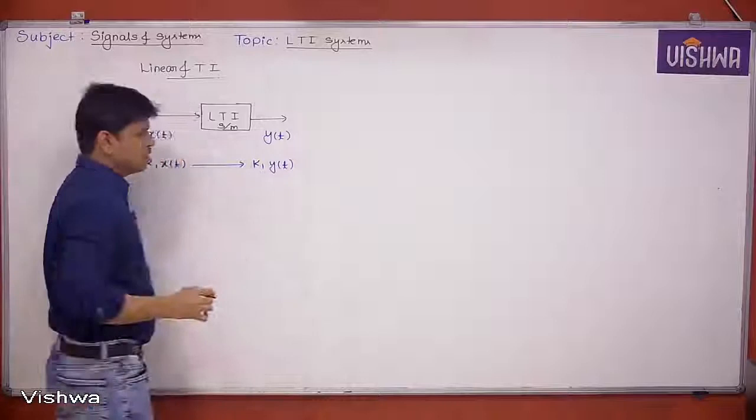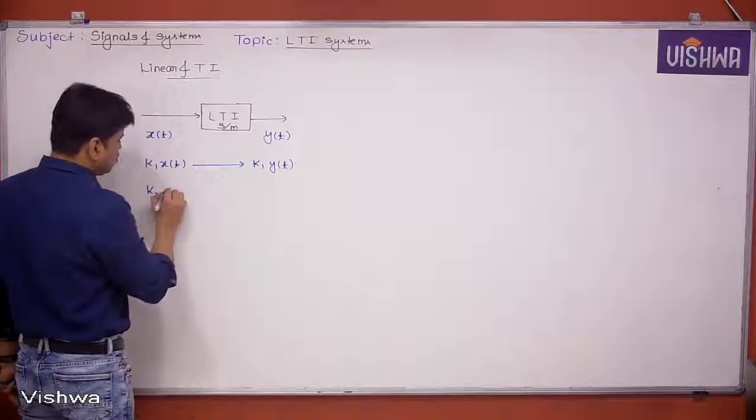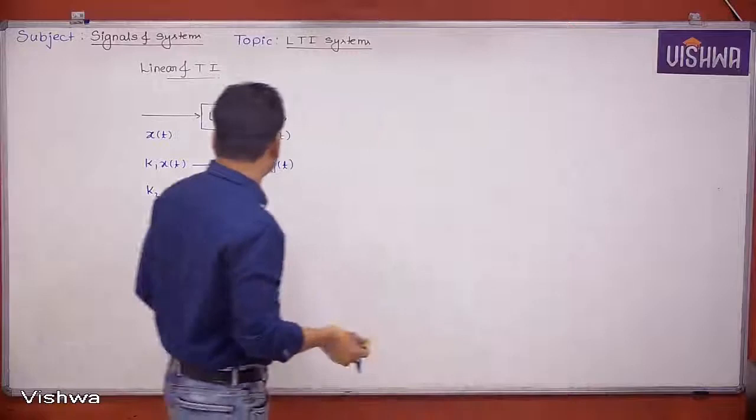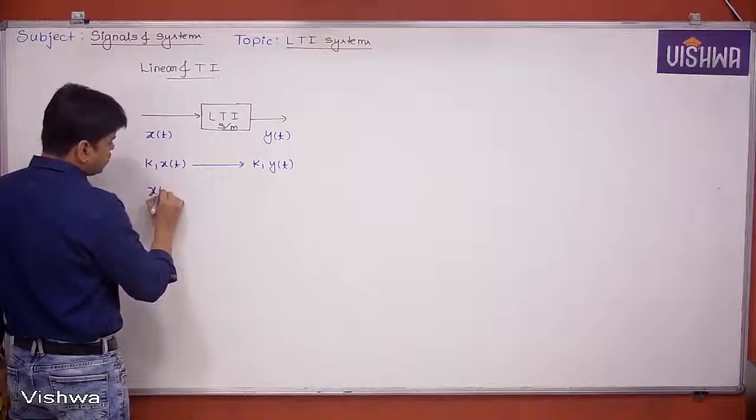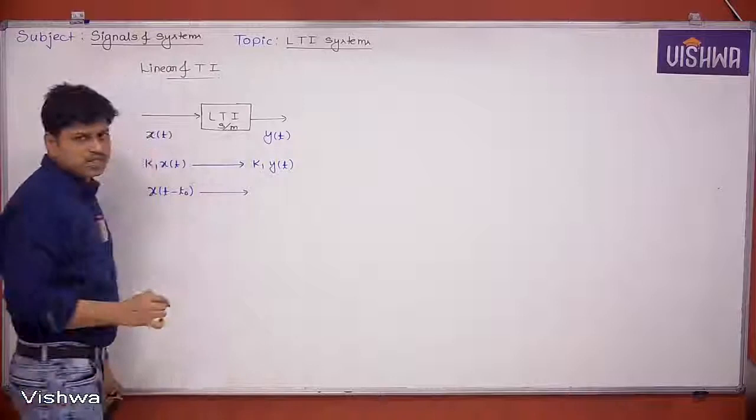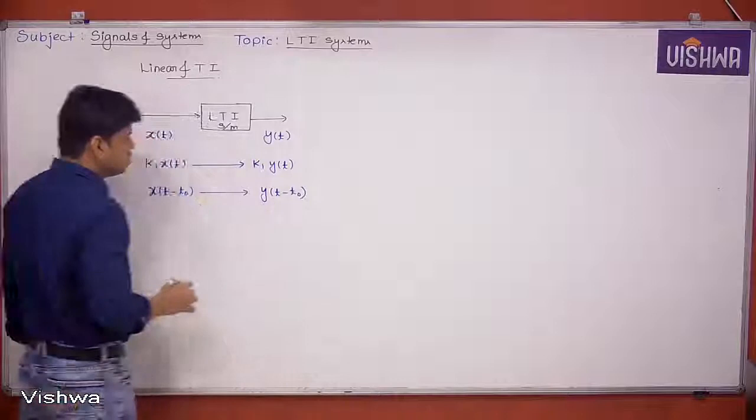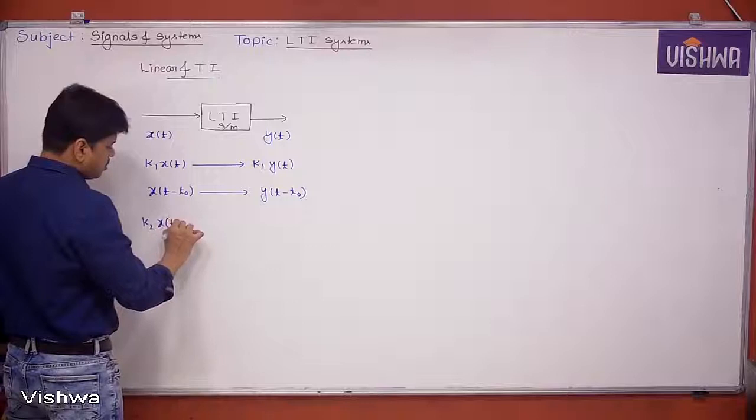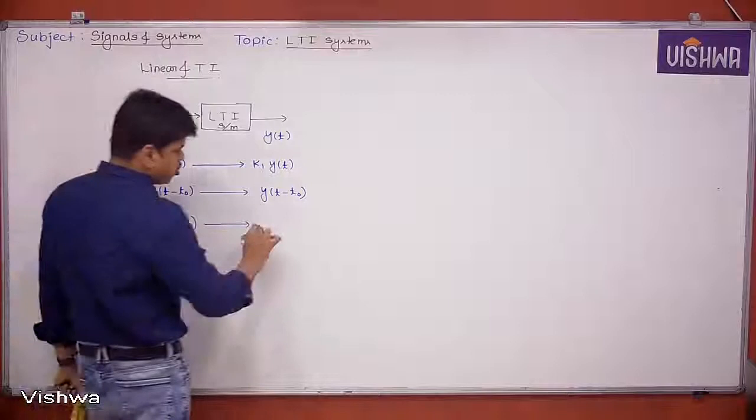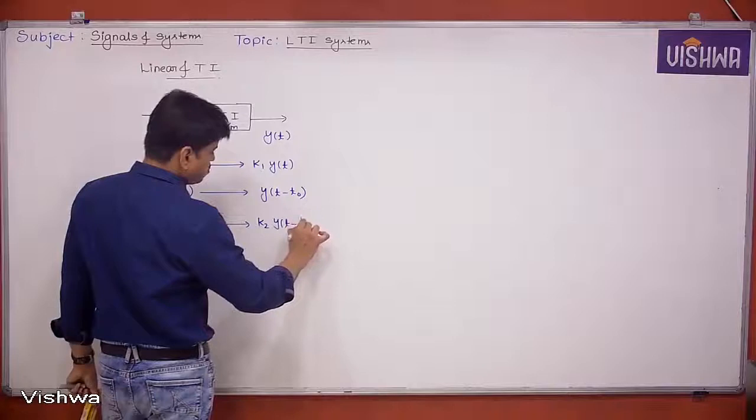Next, if I take x of t minus t naught, then because it is a time invariant system, the output is also delayed by the same time. So that is nothing but y of t minus t naught. Suppose I take k2 x of t minus t naught as the input, then the corresponding output is k2 y of t minus t naught, because of homogeneity.